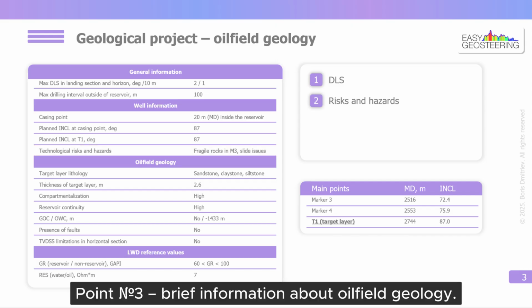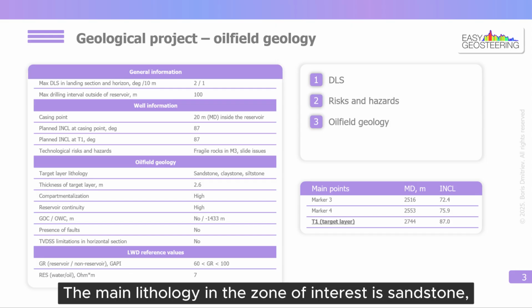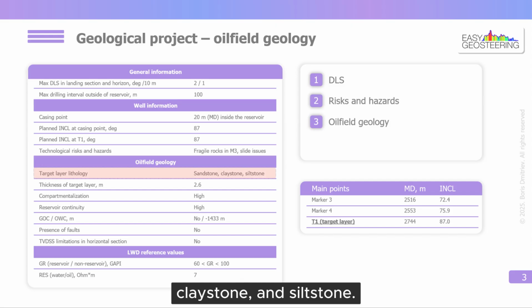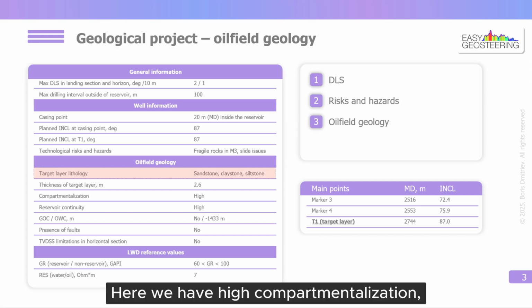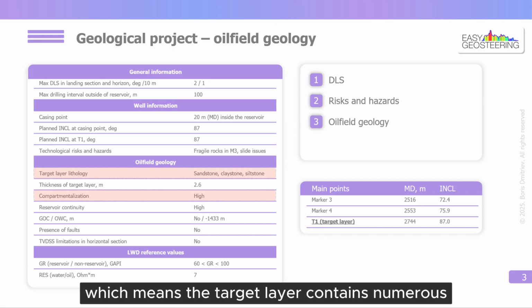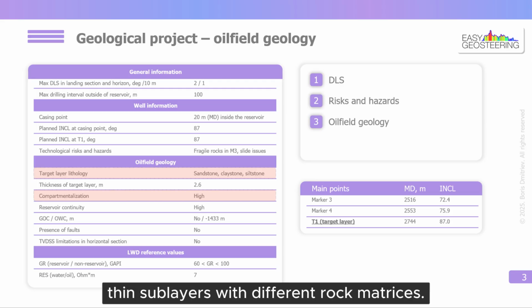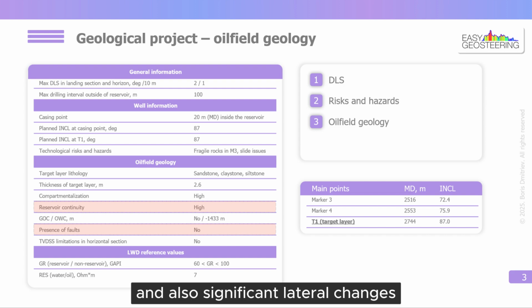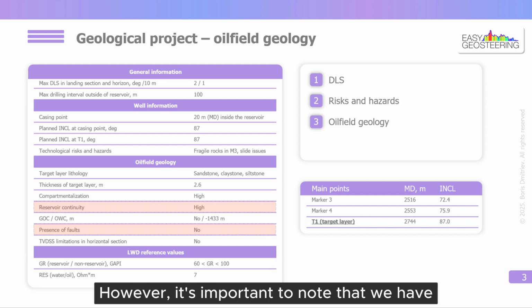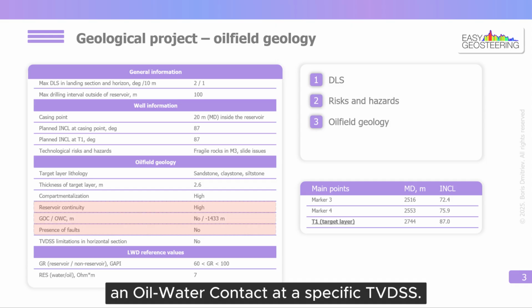Point number 3, brief information about oilfield geology. The main lithology in the zone of interest is sandstone, claystone and siltstone. Here we have high compartmentalization, which means the target layer contains numerous thin sublayers with different rock matrices. On the bright side, we don't expect faults and also significant lateral changes because of high reservoir continuity. However, it's important to note that we have an oil-water contact at a specific TVDSS.